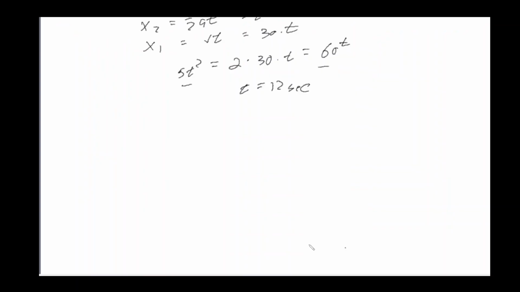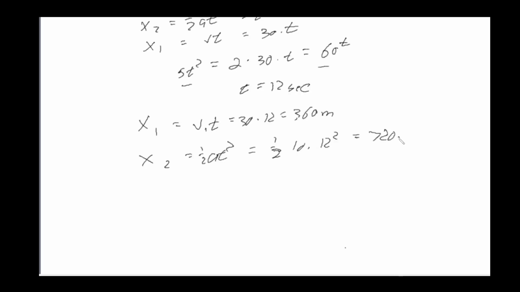At t equals 12 seconds, we can find the position of car 1, which is equal to v1 times t, which is equal to 30 times 12, which is equal to 360 meters. We also can find the position of car 2, which is equal to 1/2 at squared, or 1/2 times 10 times 12 squared, which is 720 meters.